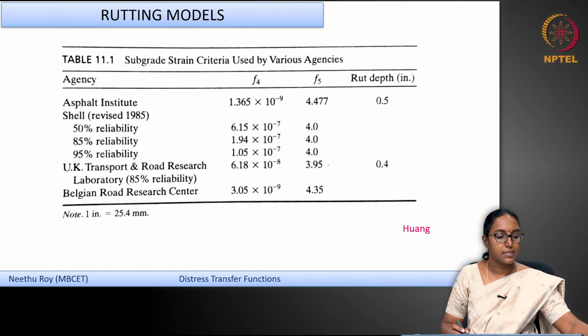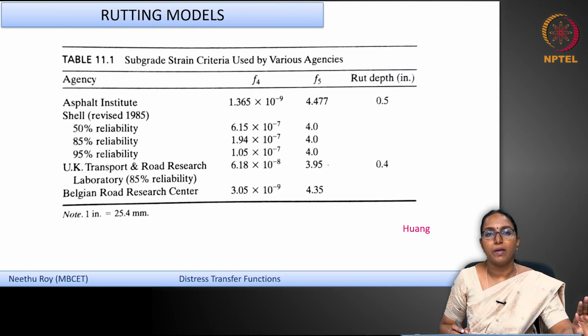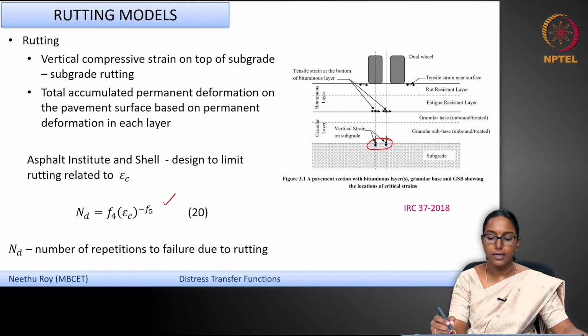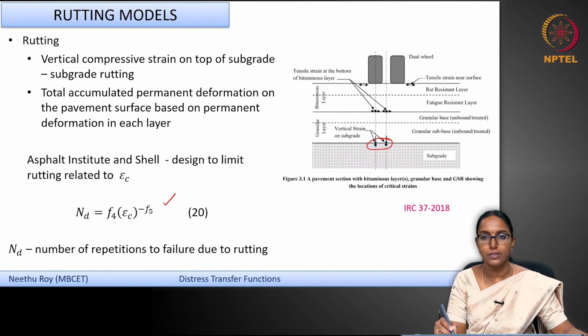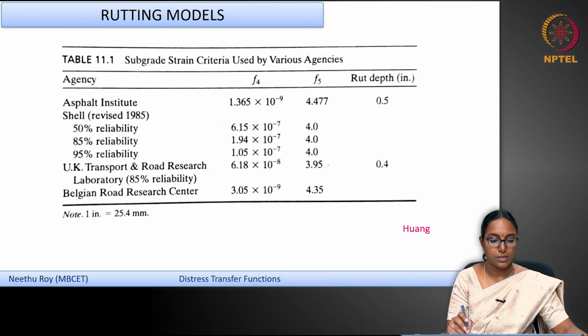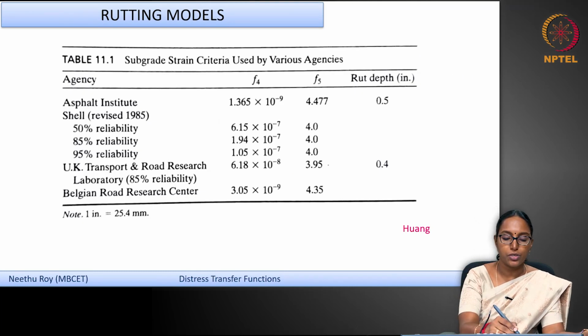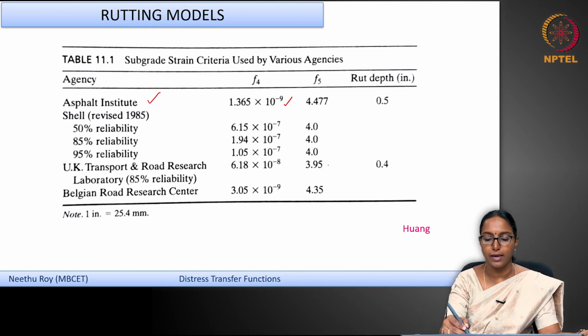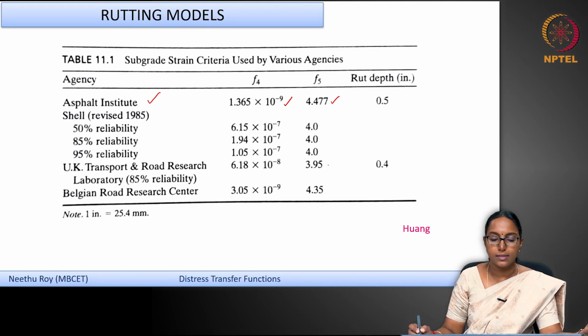Various studies have tried to correlate the pavement surface rutting with this epsilon C, the critical strain that we observe on the top of the subgrade while doing a layered elastic analysis, and then the factors F4 and F5 have been estimated. As you can see here, the Asphalt Institute has given F4 as 1.3 into 10 raised to minus 9 and F5 as 4.477, and the failure criterion adopted is a rut depth of 0.5 inch.